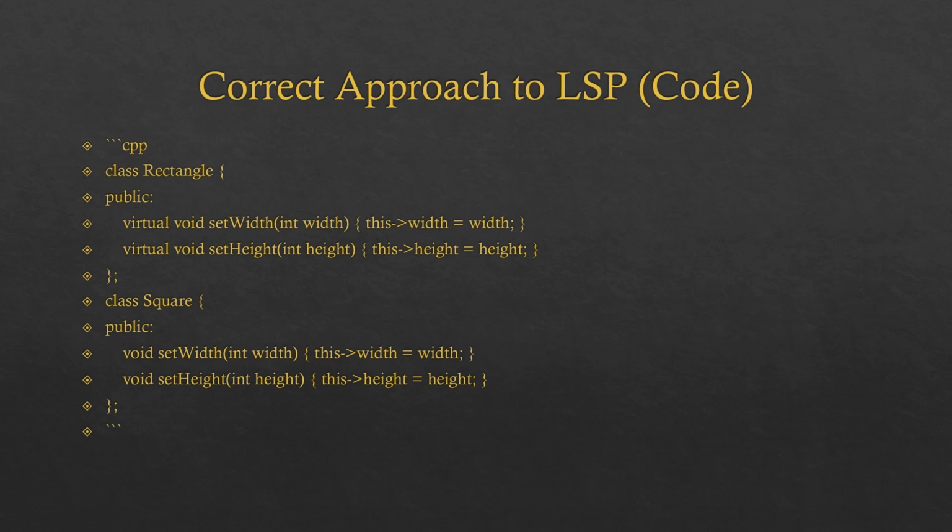Here is the corrected code. By making rectangle and square separate classes, we ensure that we don't violate the Liskov substitution principle and avoid altering inherited behavior.